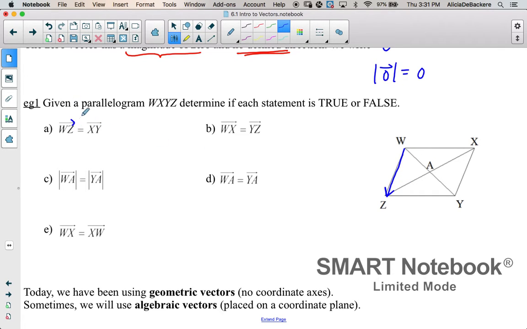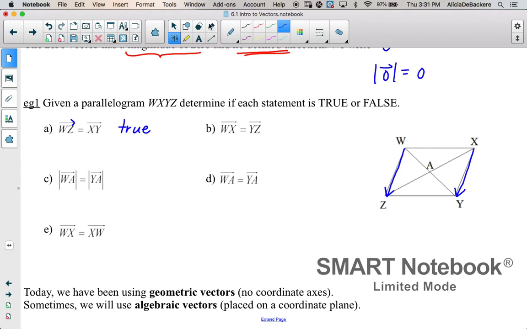And it's saying that WZ is equal to XY. And we want to know, is that a true or a false statement? And this one here is a true statement. It's true because the vectors have equal magnitude and they have equal direction. They don't have the same position, and that's okay though. When I use this symbol, I am just talking about magnitude and direction.